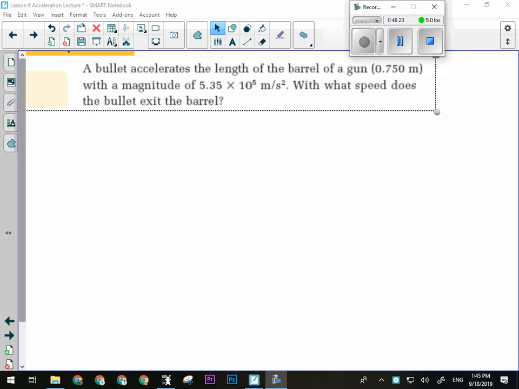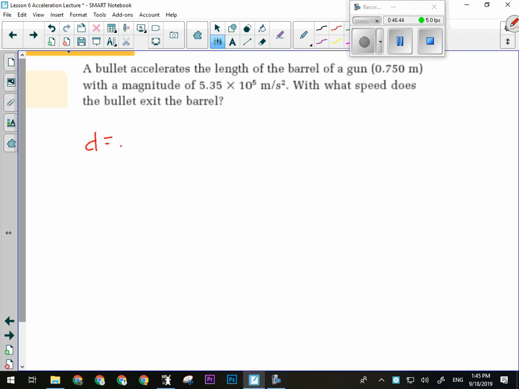So in this question, we have a bullet accelerating the length of the barrel of a gun. When the bullet is struck by the hammer, the gunpowder explodes and the expanding gases accelerate the bullet out the barrel. The longer the barrel, the longer the acceleration. So we're getting a displacement of 0.750 meters, and the acceleration has a magnitude of 5.35 times 10 to the 5 meters per second squared.